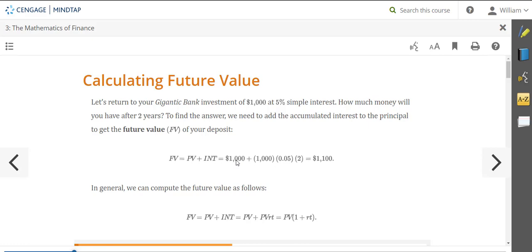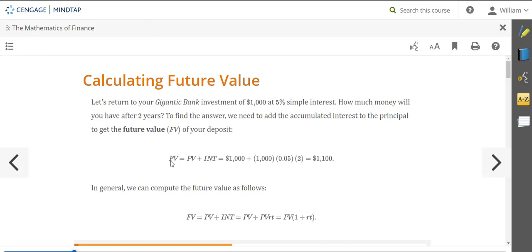So that just means we just calculated this. It was 1,000 times 5%, for 2 years. 5% of 1,000 is 50. So in 2 years, that's 100. So we're getting an interest of 100. That's the INT. If we add that to what we put into the bank, the 1,000, we get what's called the future value, which is the 1,000 plus the 100, or $1,100.